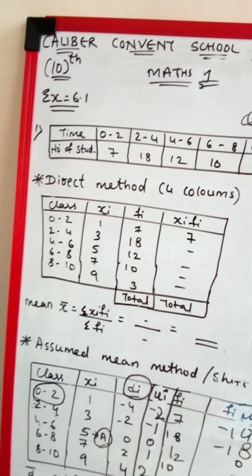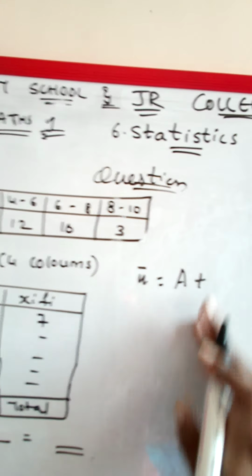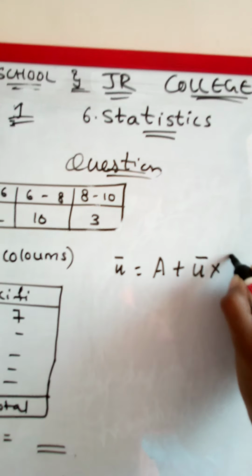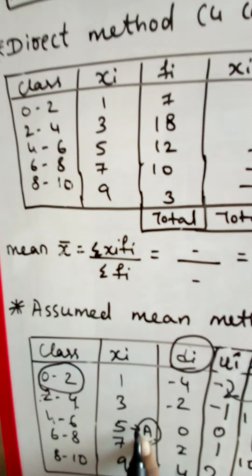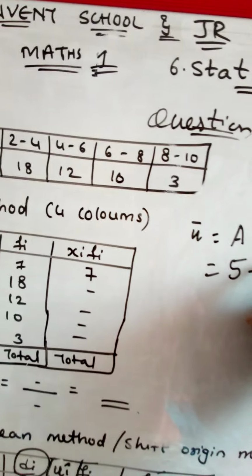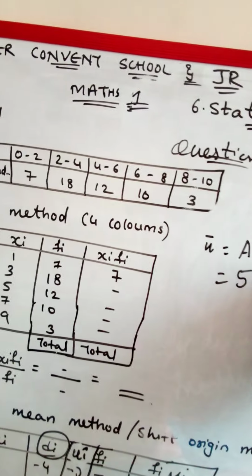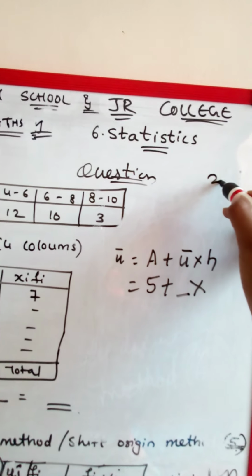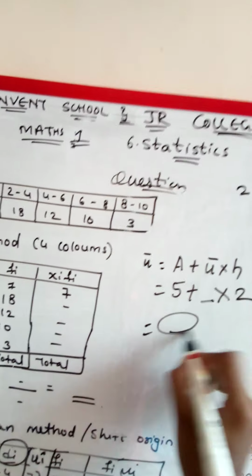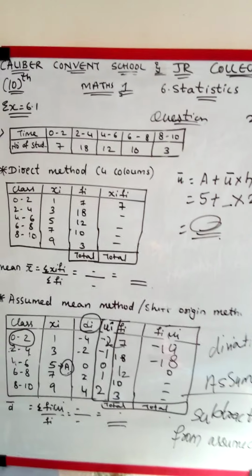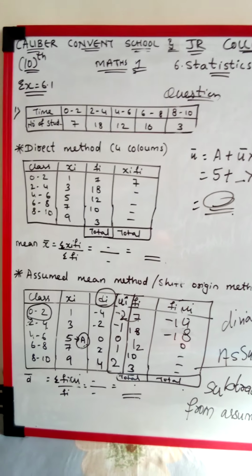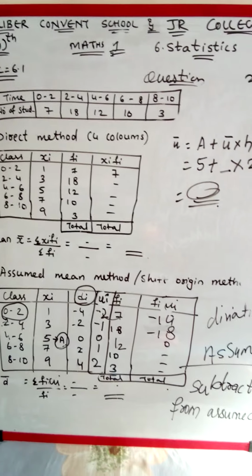So the new formula that you will use is x bar is equal to a plus u bar into h. A is the assumed, what is your assumed? 5. 5 plus u bar, your answer. The answer you will get by dividing. You will write your answer, multiplied by the height. What is the difference you got, student? 2 was your difference. Okay, so this will be 2. Then you have to subtract it in your own way. Then you will get your answer. In this way you have to solve the direct method, assumed mean method and step deviation method.